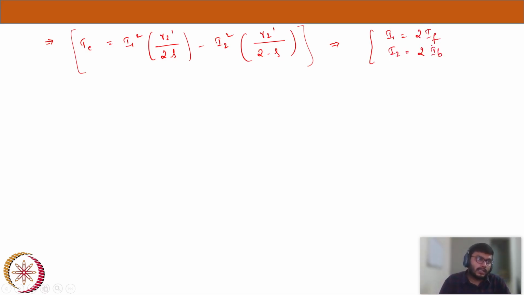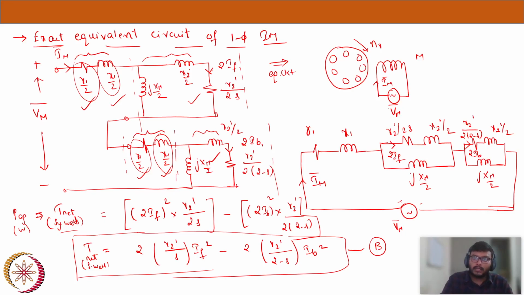Now, if we want to solve this particular equivalent circuit further, we are seeing this equivalent circuit here, right? So here there are two parallel branches.